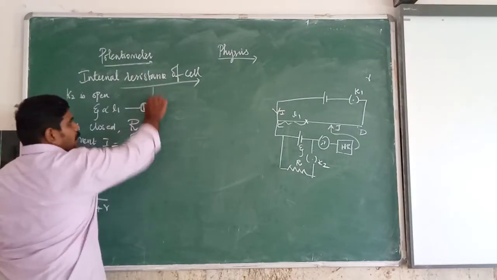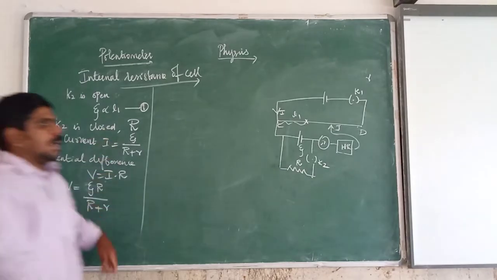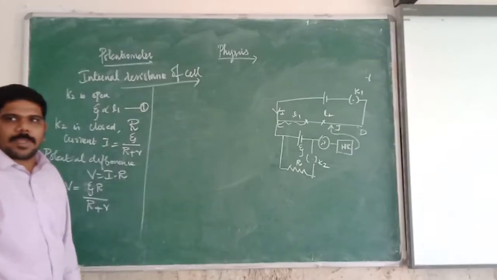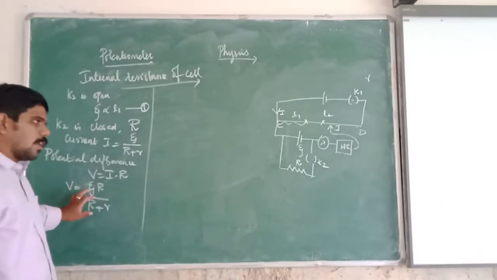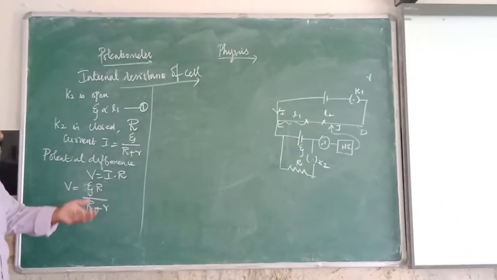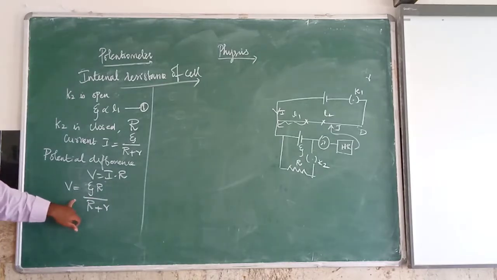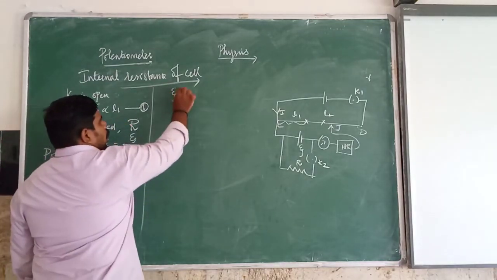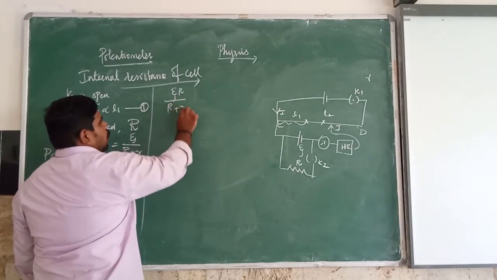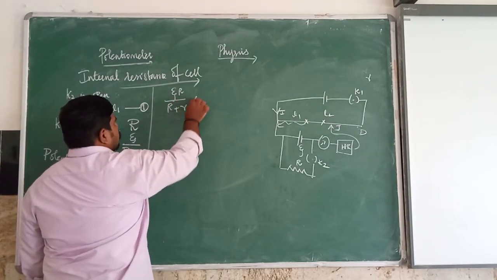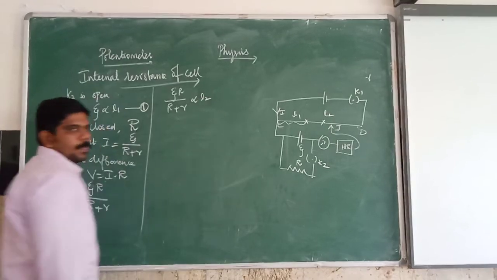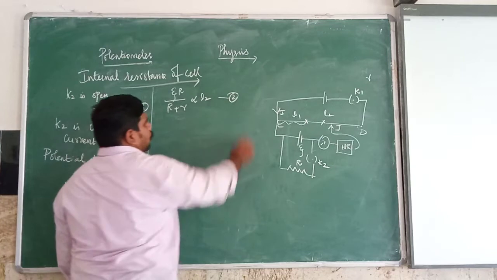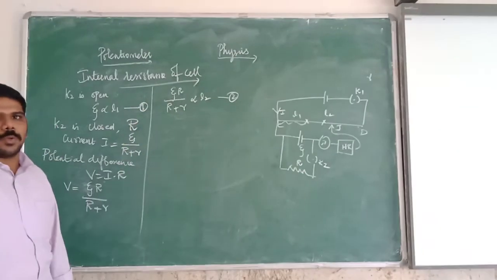So for the second part, when the key K2 is closed, the balancing length will be L2. The potential difference V is directly proportional to the balancing length L2. So what we get is psi R by R plus r is proportional to L2. This will be equation number 2.